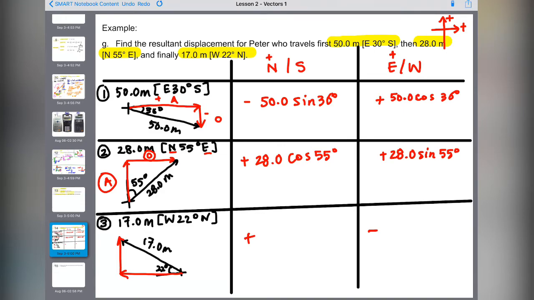So dealing with north and south, which is opposite to the 22. So this is opposite. And when something is opposite, I use the sine. So 17 meters sine of 22. And then the west direction is the adjacent to the 22. So that means I use the cosine. So I write the hypotenuse, cosine of 22.